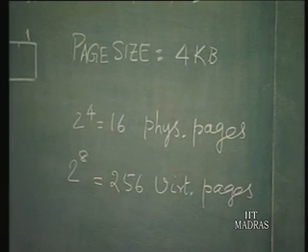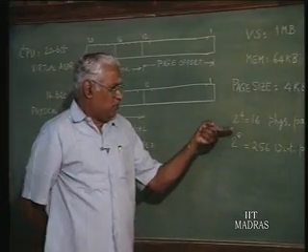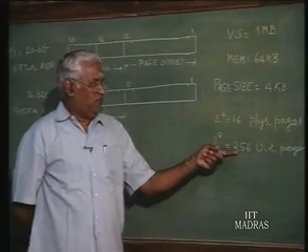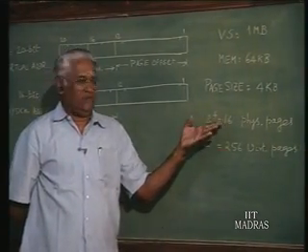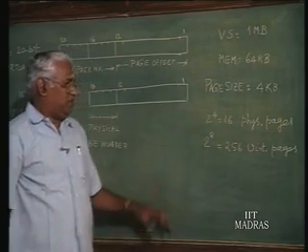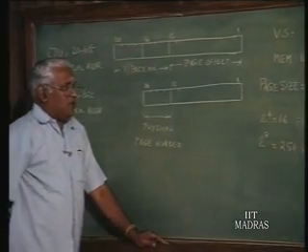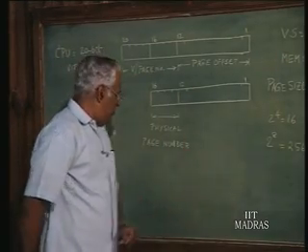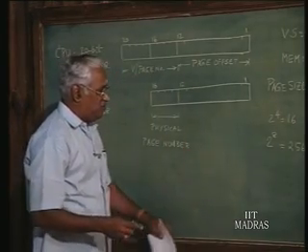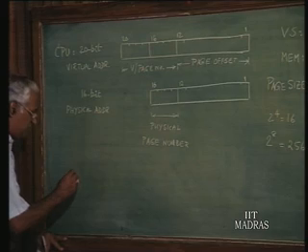And at any given time only 16 out of these 256 pages will be available. This is what we were seeing in the previous class. Now, we must have these 2 bits of information. What is it which I was elaborating in the previous lecture.